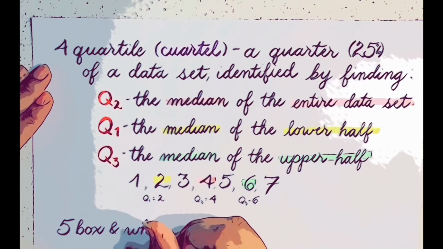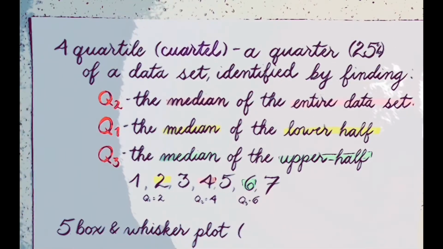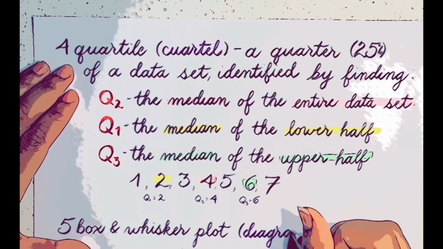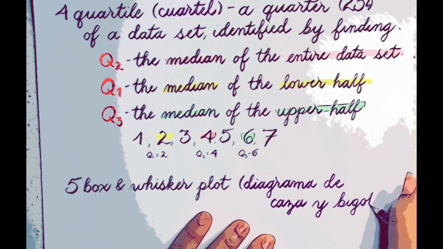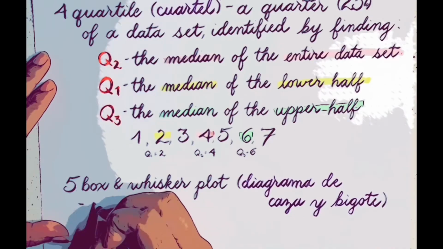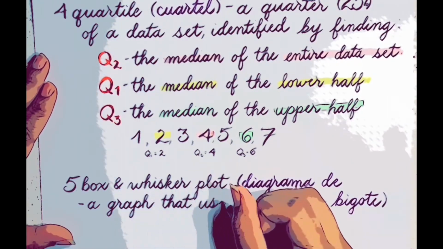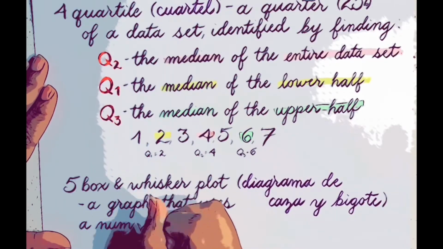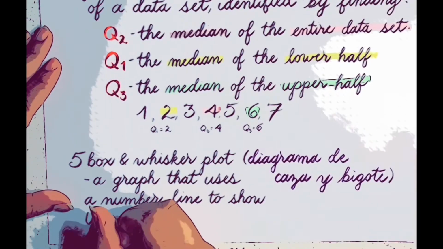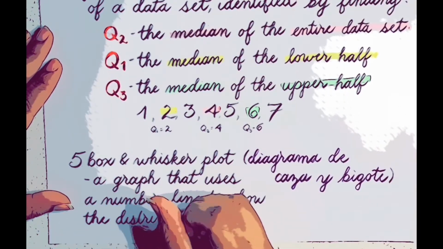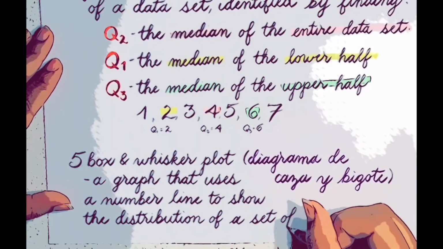So our box and whisker plot, diagrama de caja y bigotes. That's a graph that uses a number line to show the distribution of a data set. Es un diagrama que usa una recta numérica para mostrar la distribución de un conjunto de datos. Basically, we want to see where most of the numbers are, what's the range of the numbers, everything we saw before, but we want to see it represented in a graph. So we're going to see what that looks like just now.